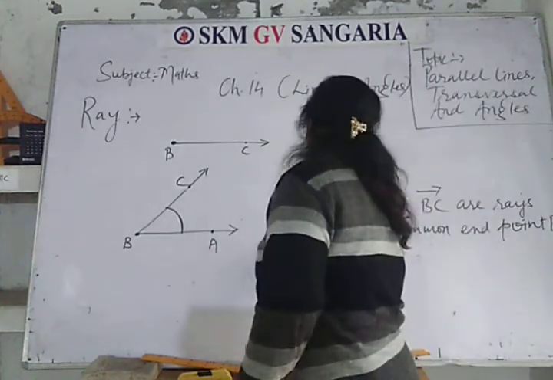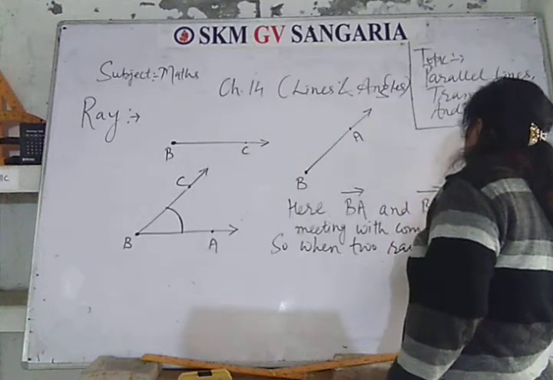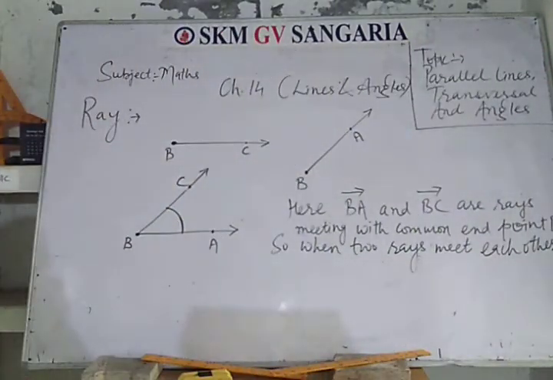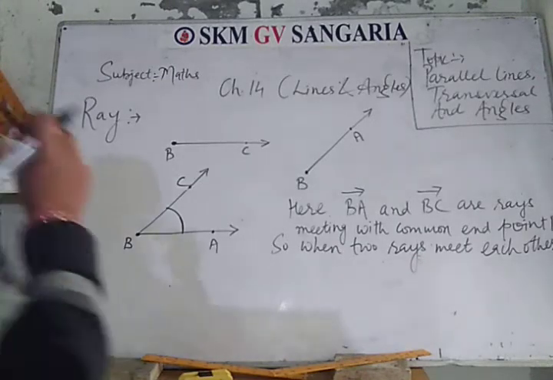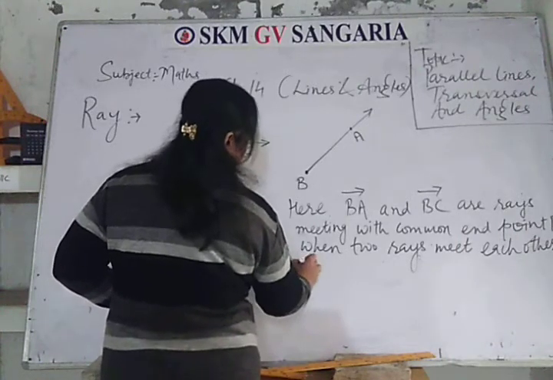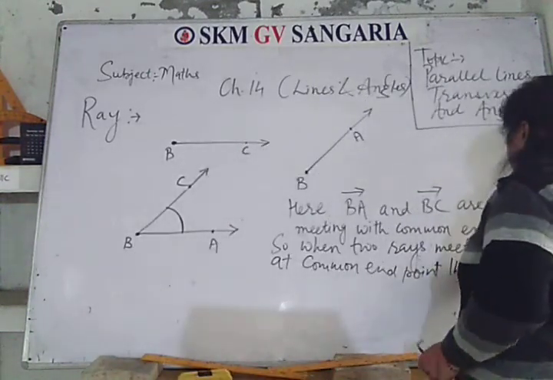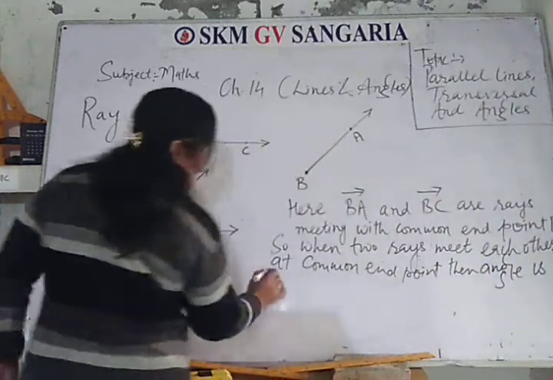So when two rays meet each other at a common endpoint, then an angle is formed.